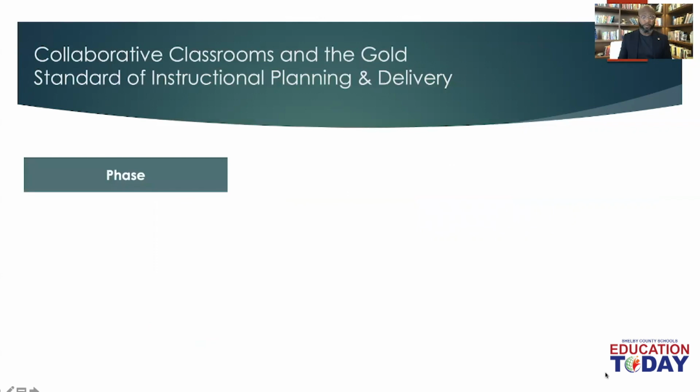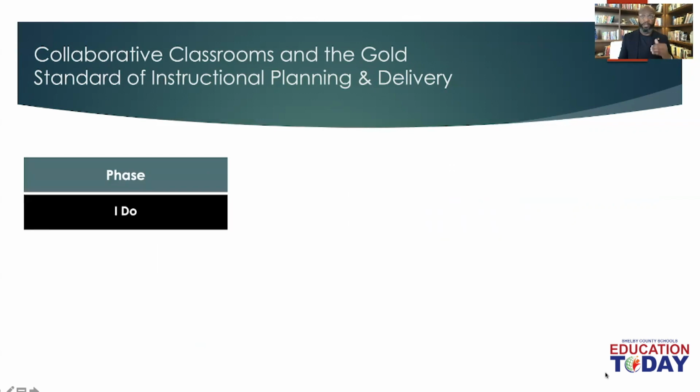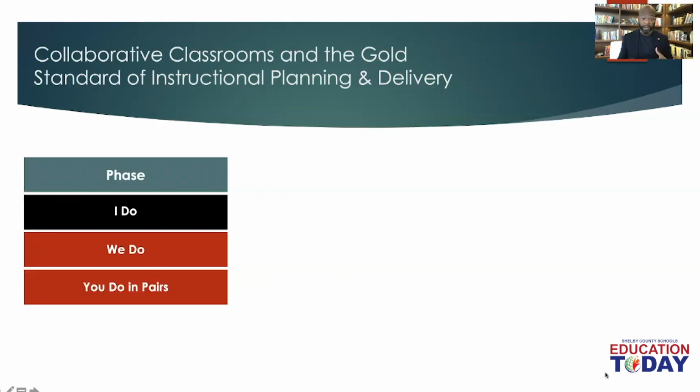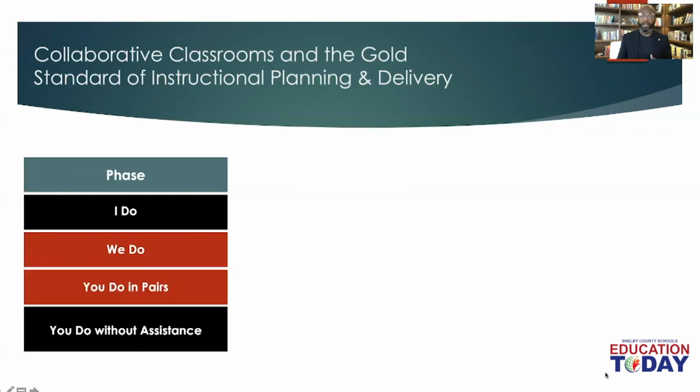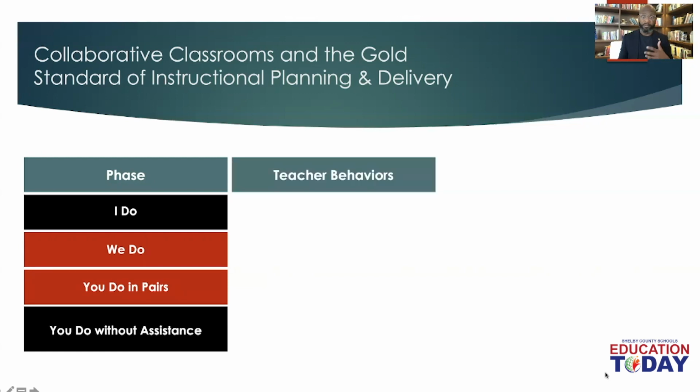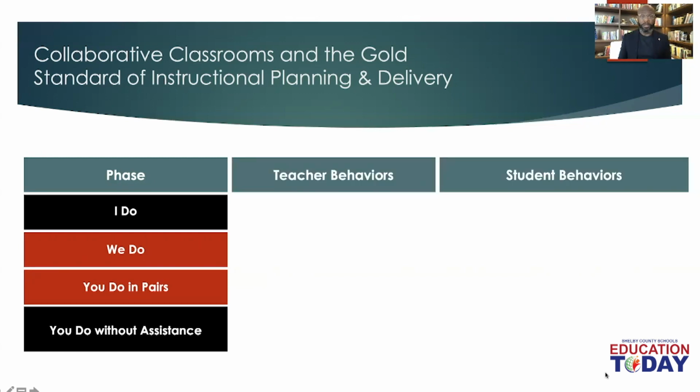So let's talk about the 4 phases of gradual release of responsibility. In the past, we've thought of only 3 phases of gradual release, but there are actually 4. Are you familiar with the I do, the we do, you do in pairs, and you do without assistance? My recommendation to you, Shelby County Public Schools, is to make sure that children know which phase they're in so they can govern themselves accordingly, and then allow you to govern yourself consistent with the true expectations of each one of those phases, which is why I think it's important to talk about teacher behaviors and student behaviors during each of the 4 phases.